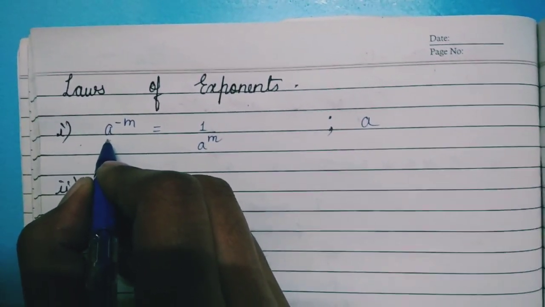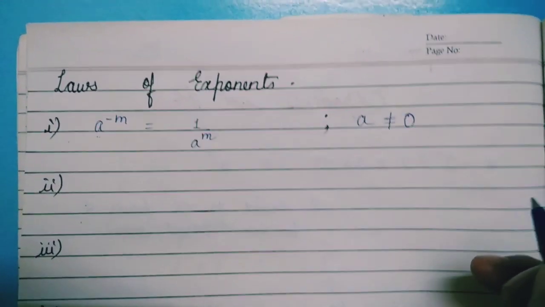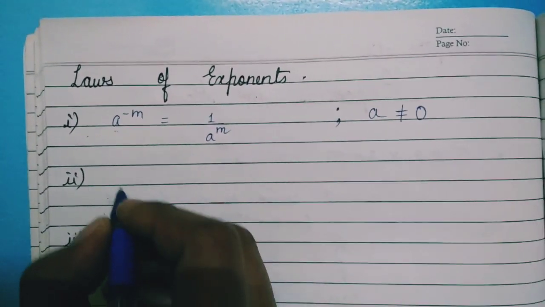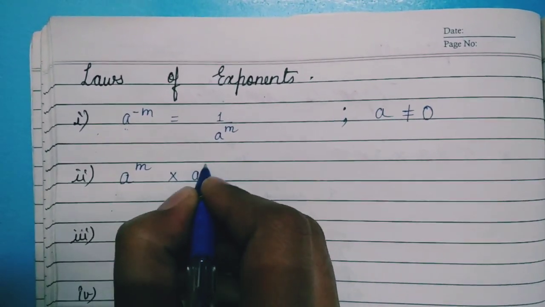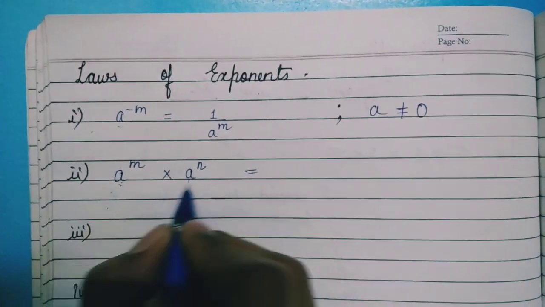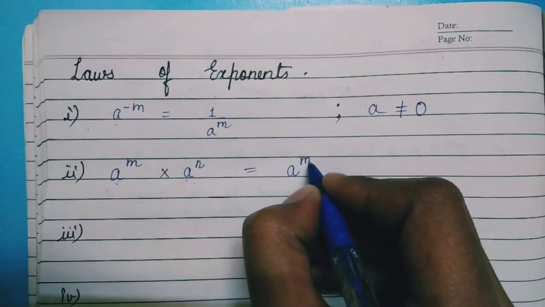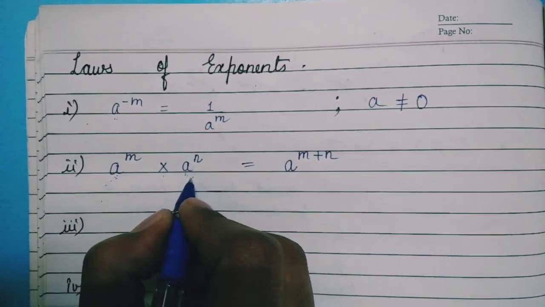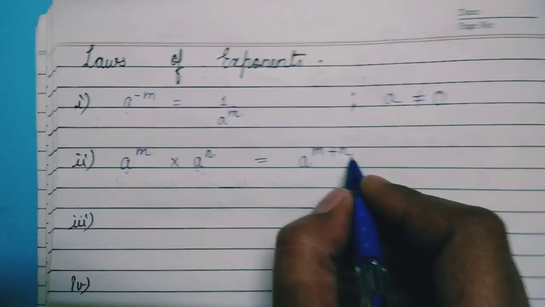When the base, you will see base will be 0. This is the main condition. Now second is when we have a raised to power m multiply by a raised to power n. Same base is here. So when base is same, we can simply add their powers when the same base is multiplying by each other. Only in this case we will simply add their powers.